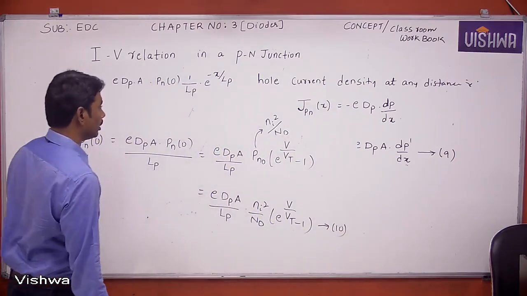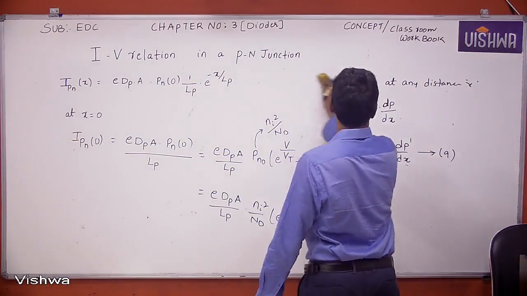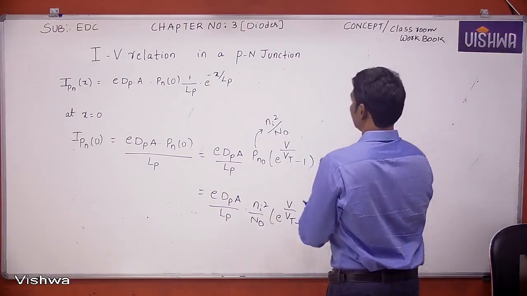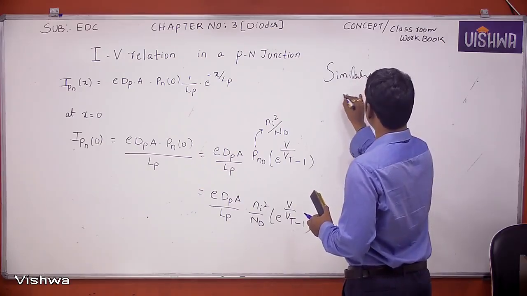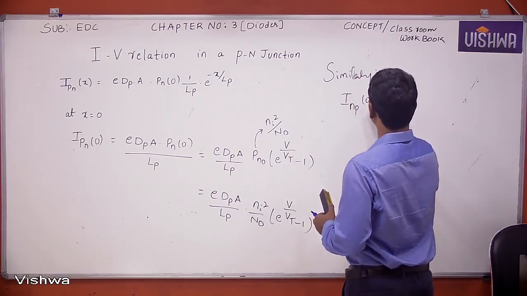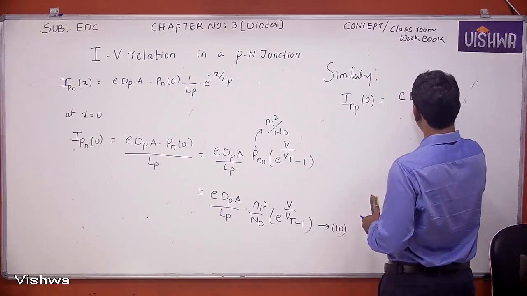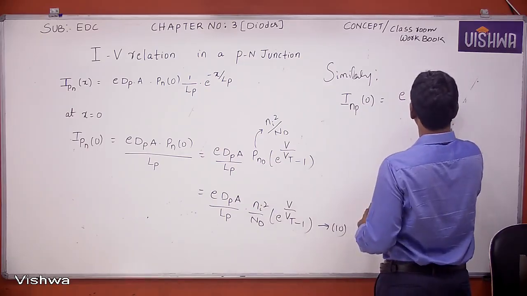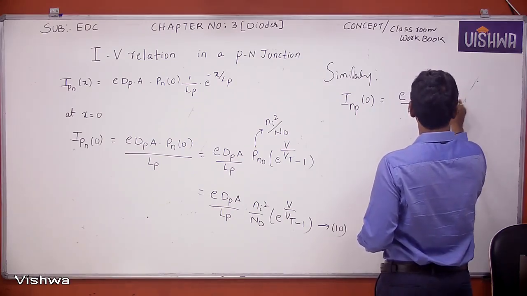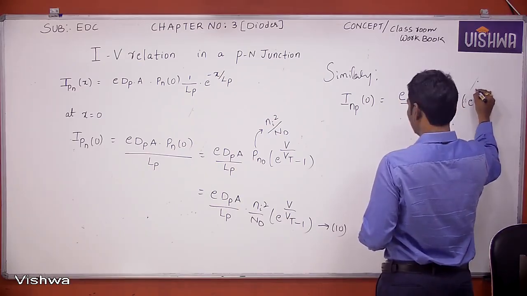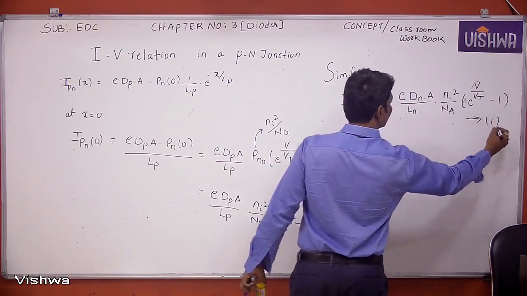Yeah, similarly, what is the electron current density at x equal to 0 from this expression actually? Similarly, what is the electron current density here? That is INp of 0, which is nothing but E into, yeah, this is simply Dn. Here Dp, right? Here Dn into A by Ln into Ni square by Na into e power V by Vt minus 1. Now this one is considered as equation 11.